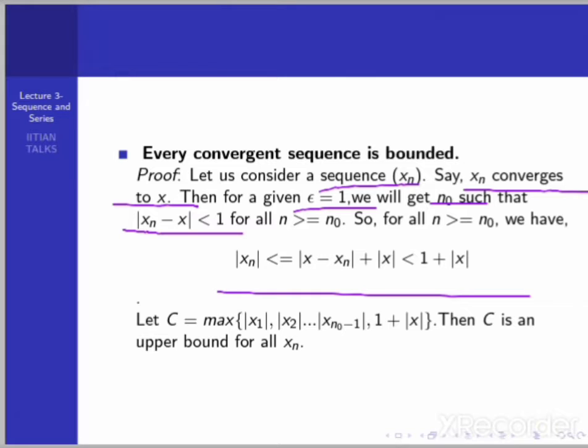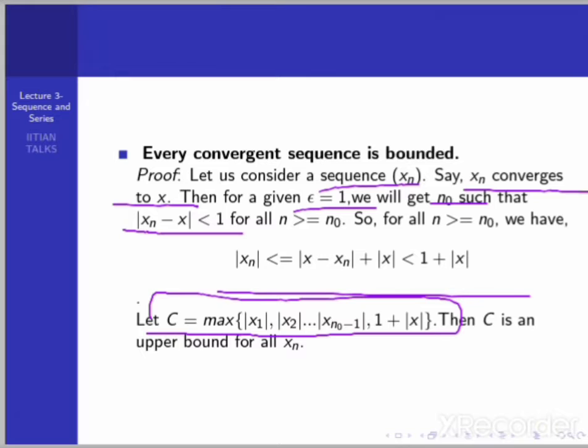And then you can consider the set C. Have a look at this. C consists of the maximum of the elements |x1|, |x2|, and up to |x(n naught - 1)|, taken together with 1 + |x|. You know that all the xn's are going to be bounded by 1 + |x| for all n greater than or equal to n naught. But you want the upper bound for all the terms which are less than n naught as well.